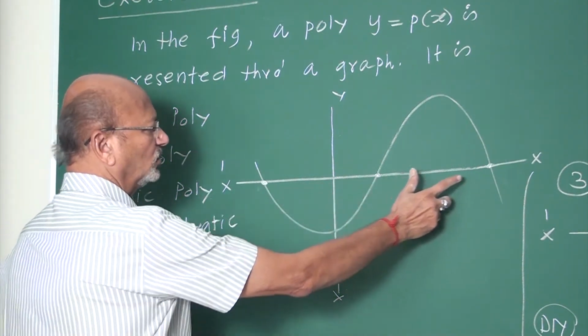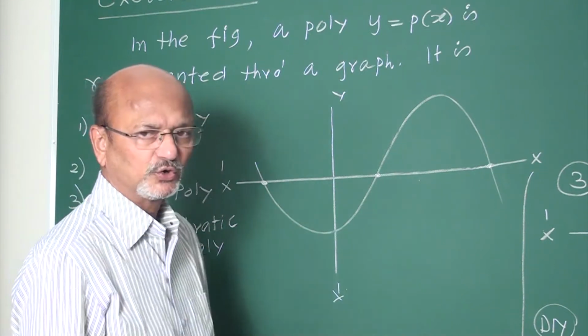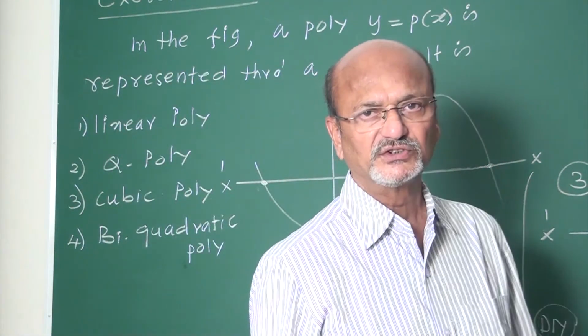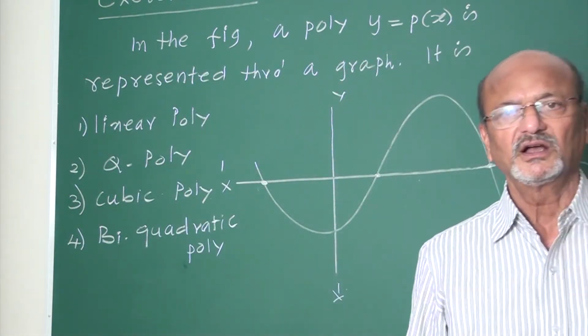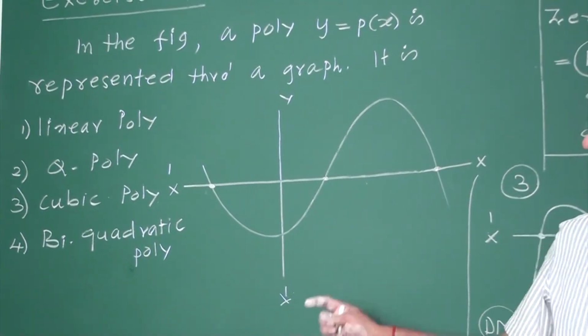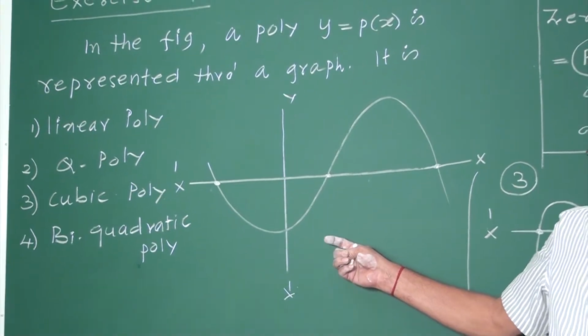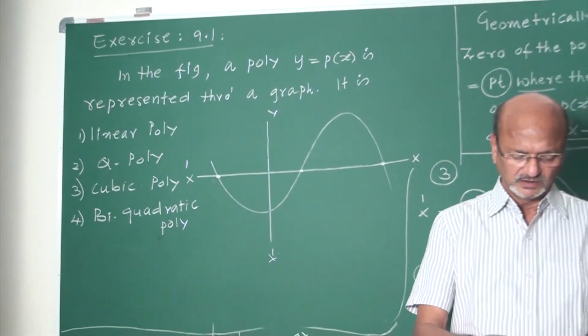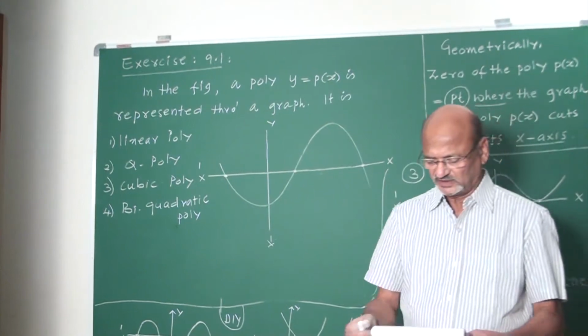1, 2, 3. Then how many zeros? 3 zeros. Then what is it? It is a cubic polynomial. This represents a cubic polynomial. Yes, my friends.